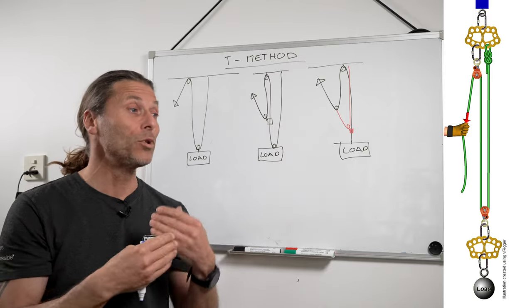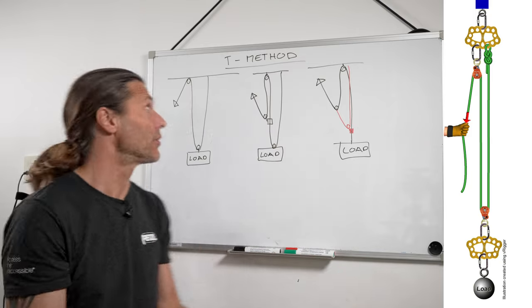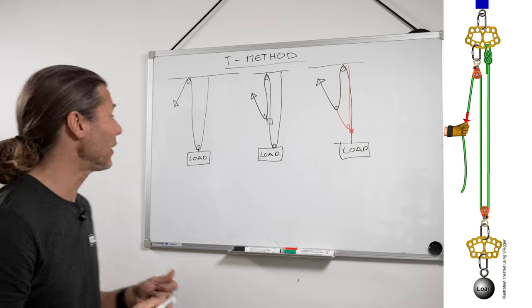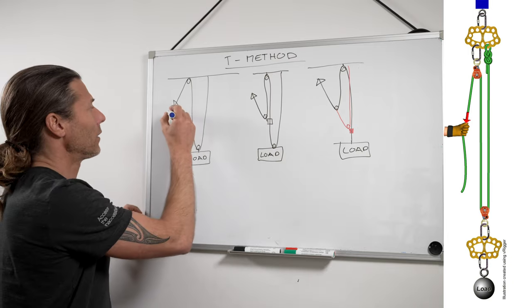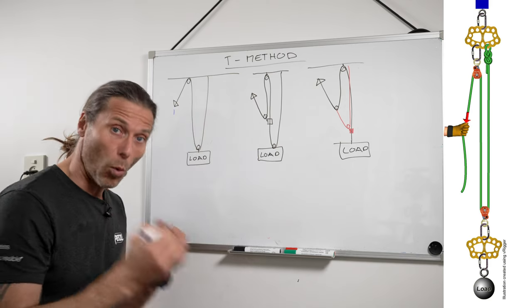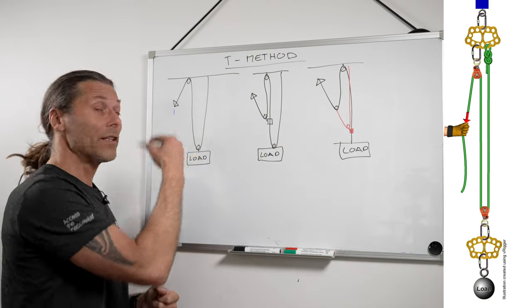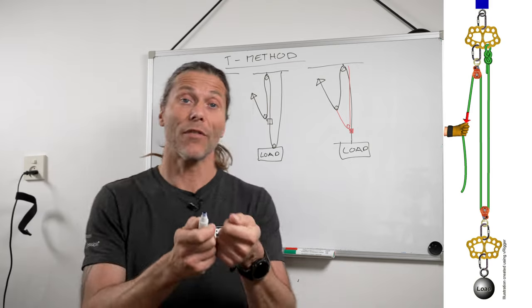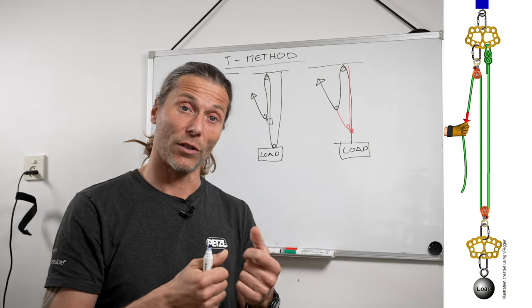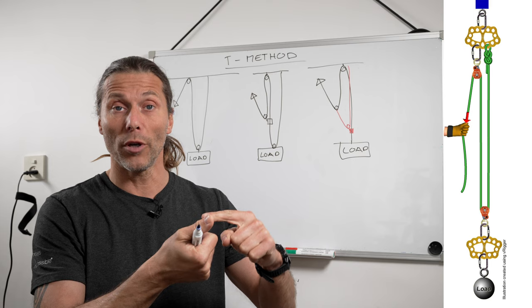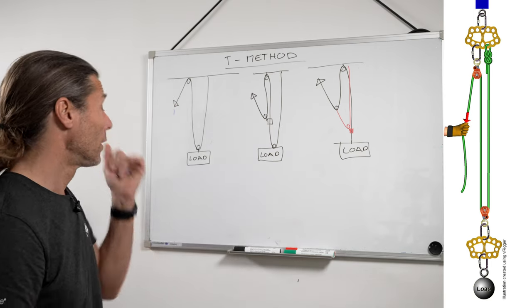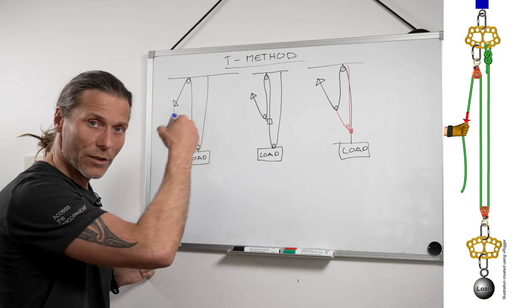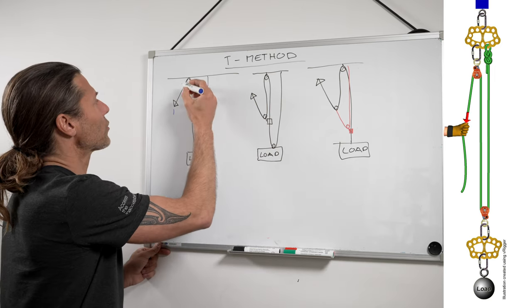So I put in 1 unit of tension, T method, okay? So if I pull with 1 here, I put in 1 unit of tension. That unit of tension keeps traveling through the rope until I encounter either an anchor point, a knot, or a rope clamp like here and here. So that 1 travels through the rope.